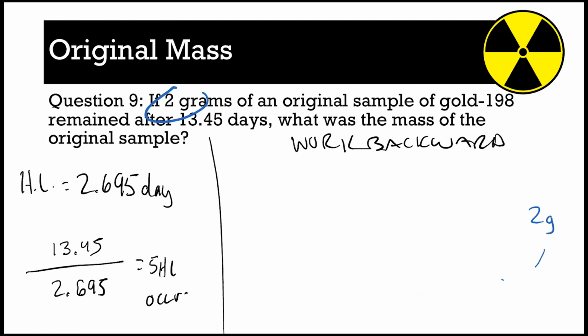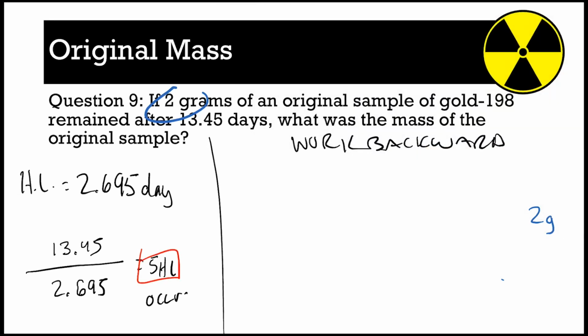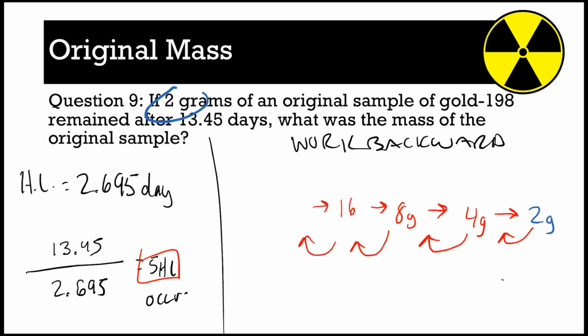And we know we have to go back 5 half-lives. So before it was 2 grams, it was 4 grams. So when we're working backwards, instead of cutting everything in half, we're going to double it. Before it was 4 grams, it was 8 grams. Before it was 8, it was 16. Before it was 16, it was 32. And before it was 32 grams, it was 64. So this is what I mean by kind of working backwards.